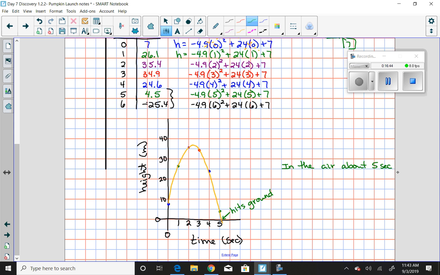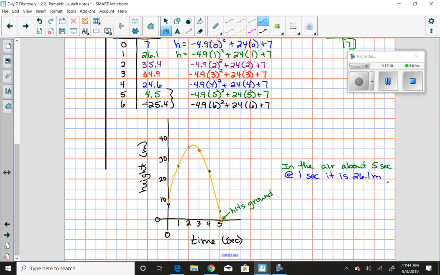Okay, where was the pumpkin at 1 second? At 1 second, where did we say? 26.1 meters up. Remember, a meter is a little more than 3 feet, guys. This is up pretty high.